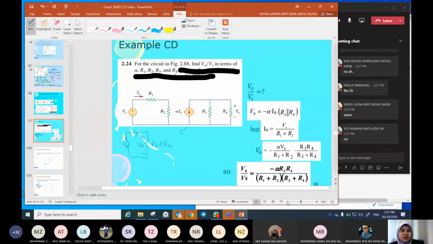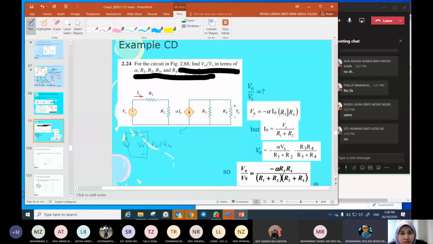This is just the understanding of Ohm's law. Okay, this is parallel connection, parallel combination. This is Ohm's law. Okay, that's all.